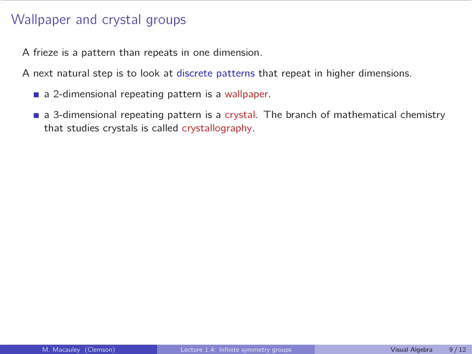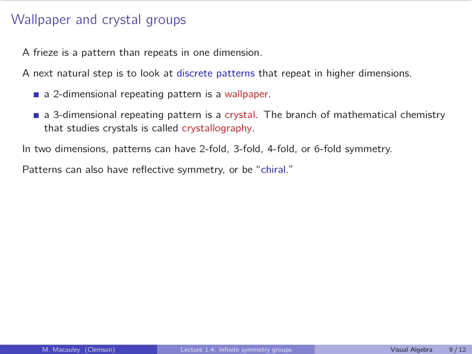A two-dimensional repeating pattern is a wallpaper. And by two-dimensional, I mean it has two-dimensional symmetry, whereas a frieze was a two-dimensional pattern that had one-dimensional symmetry. A three-dimensional repeating pattern is called a crystal. The branch of mathematical chemistry that studies crystals is called crystallography, and there's a lot of really neat and difficult group theory in that.